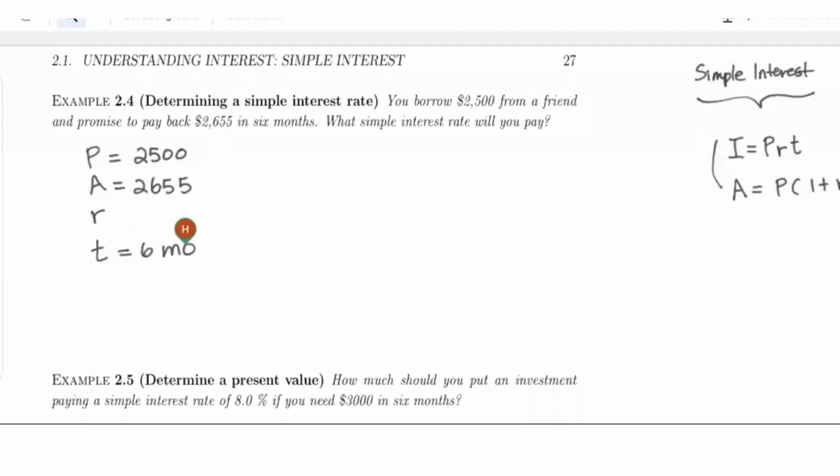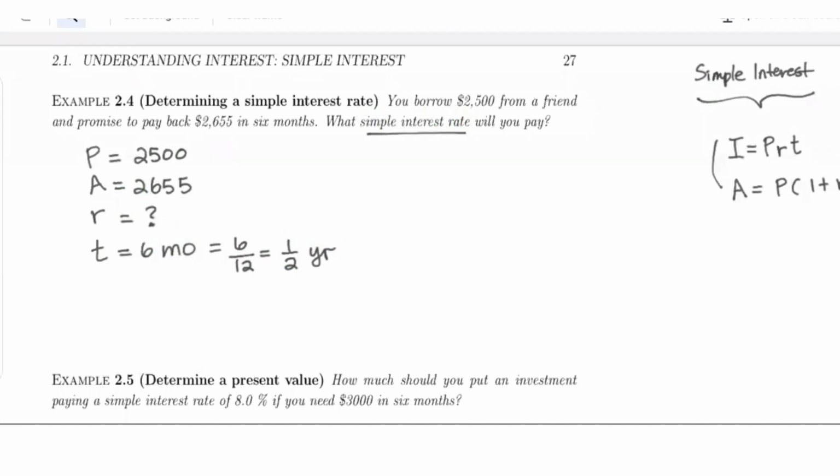But remember, T is time based on a year. 6 months is how many years? Okay, it's 6 over 12, or we can say 1/2 year. Do you understand this? It's always in terms of a year. R is a question mark. Did you see that? Simple interest rate.